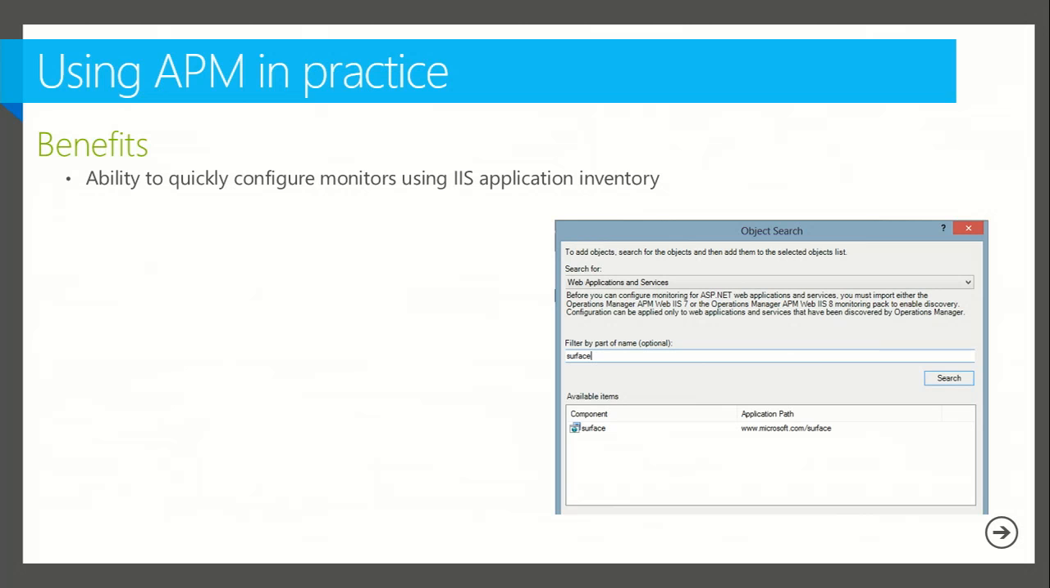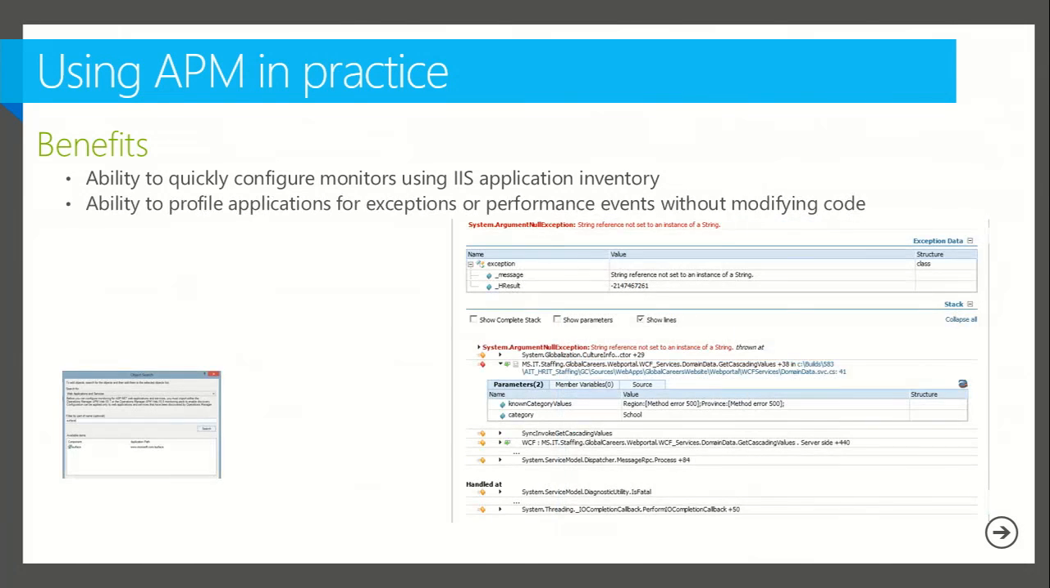So the ability to quickly configure monitors using IIS application inventory. The UI of Ops Manager allowing you to enter partial names, search for machines, search for web applications, makes it very easy to find what you want to monitor. Ability to profile against exceptions for performance events without modifying code.